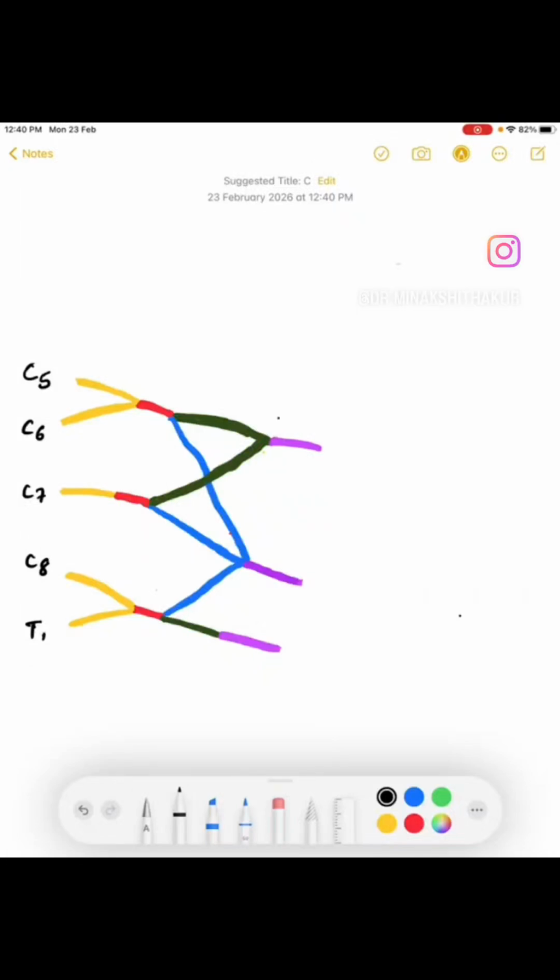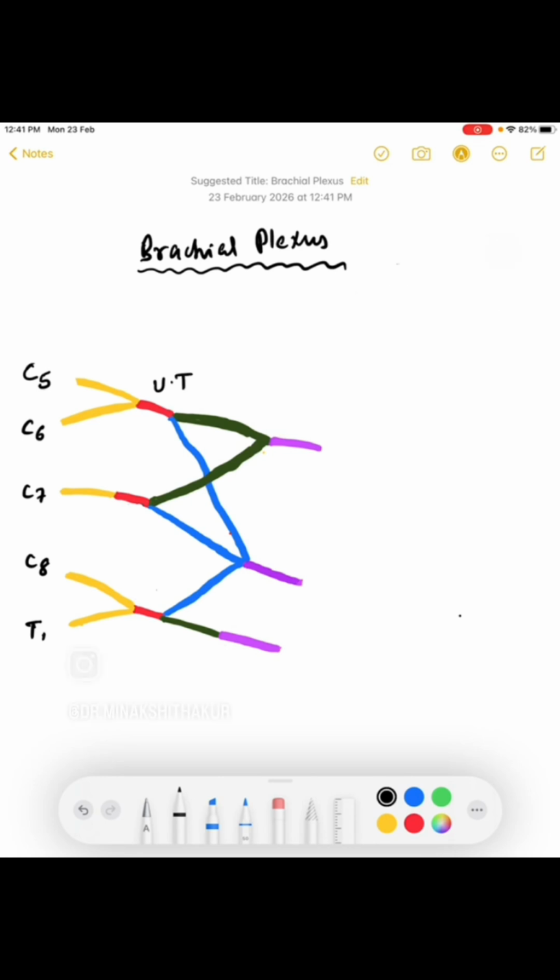Hello guys, so today we will be talking about the anatomy of the brachial plexus. As we know, the brachial plexus arises from the anterior primary rami of C5, C6, C7, C8 and T1. Sometimes we can have a contribution from C4 and also from T2 as well. C5 and C6 combine to form the upper trunk.